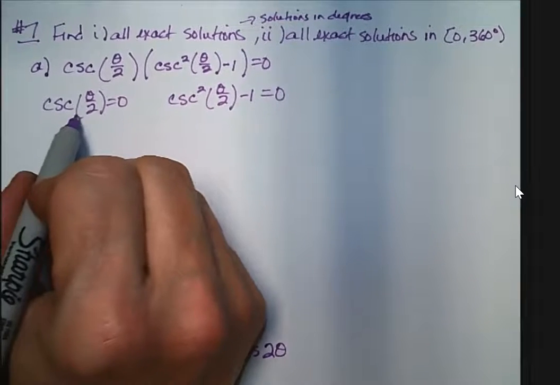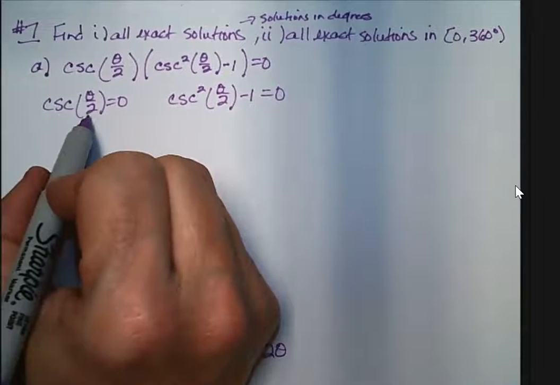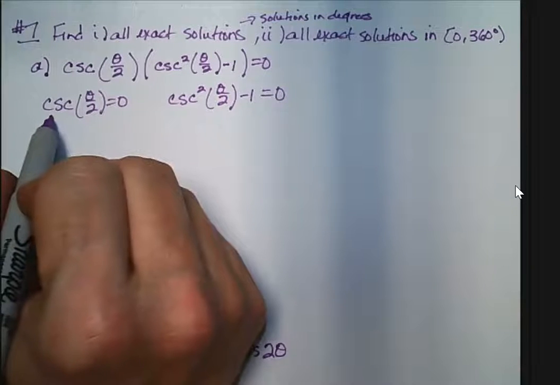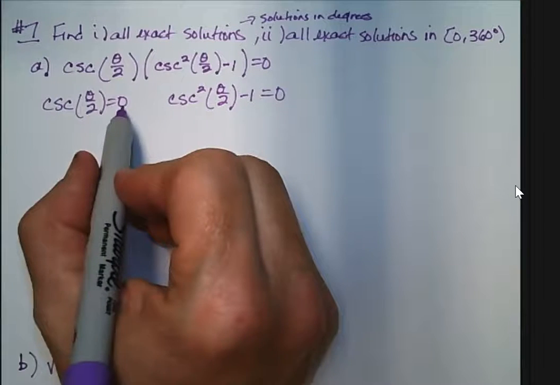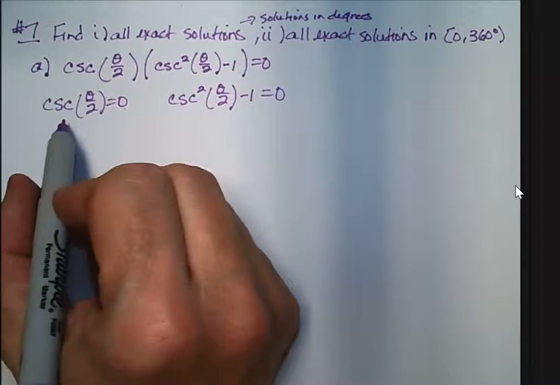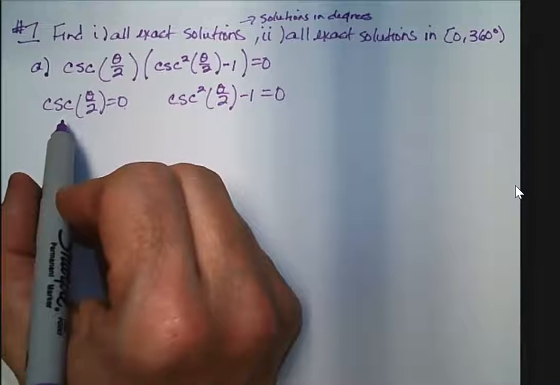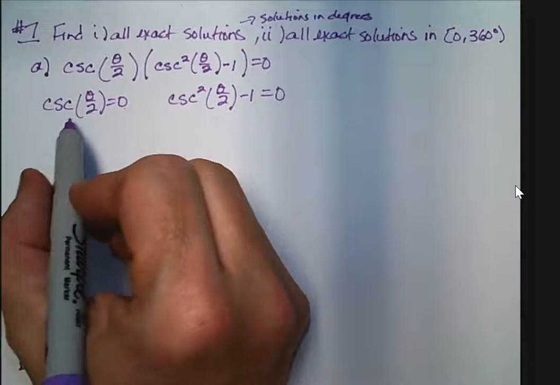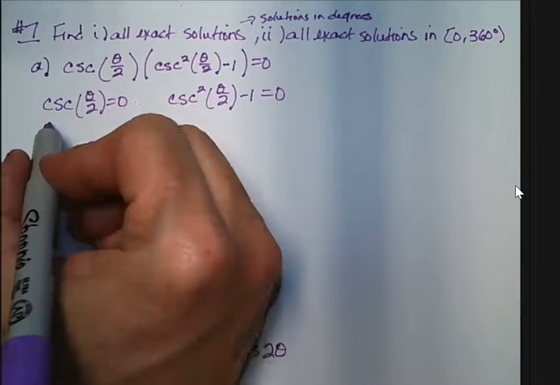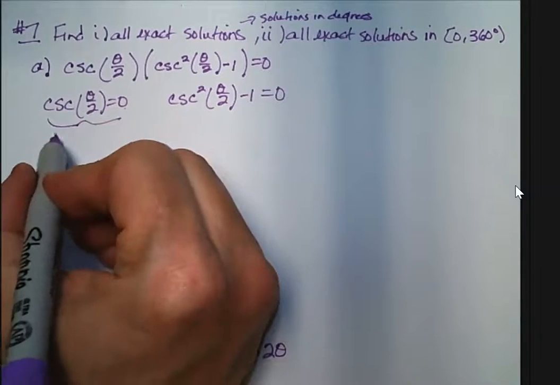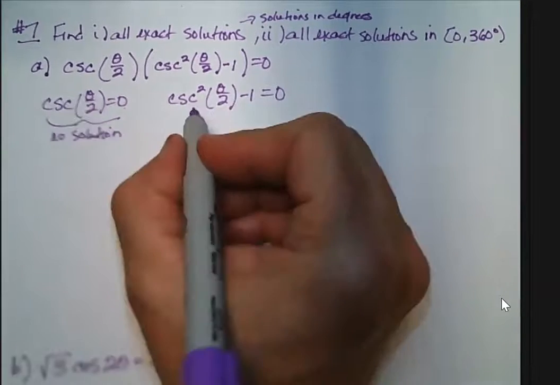Now for this one, since we have this equal to 0, if you think about it, cosecant is the reciprocal of sine. For cosecant to be equal to 0, that would mean that sine would have to be undefined, which doesn't ever happen. So this one really has no solution. This one we can try to solve.